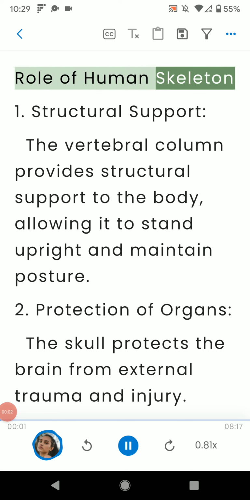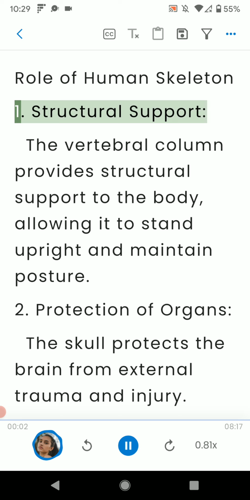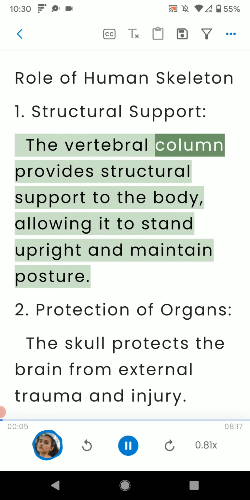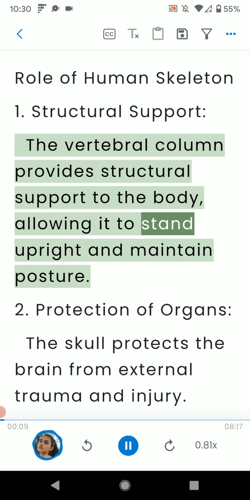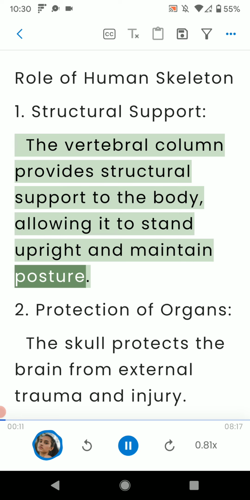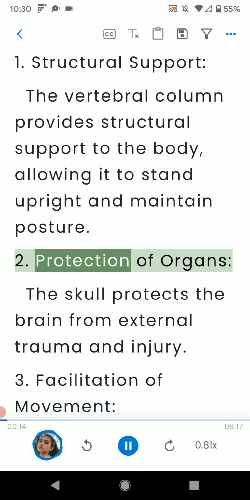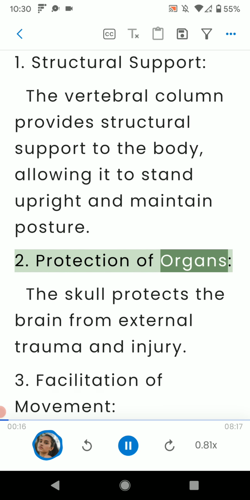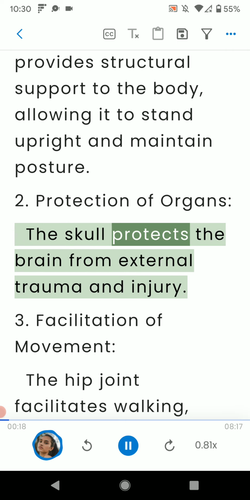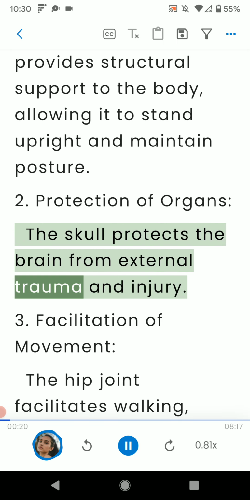Role of human skeleton. 1. Structural support. The vertebral column provides structural support to the body, allowing it to stand upright and maintain posture. 2. Protection of organs. The skull protects the brain from external trauma and injury.